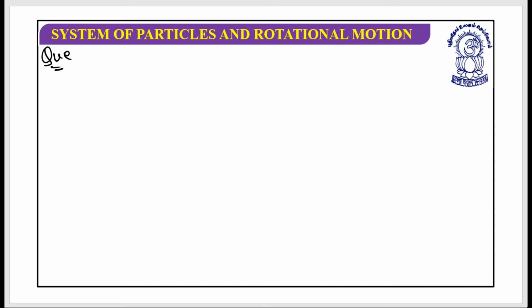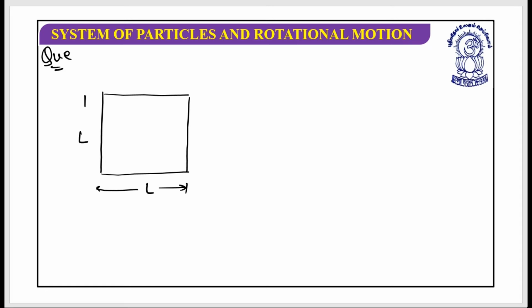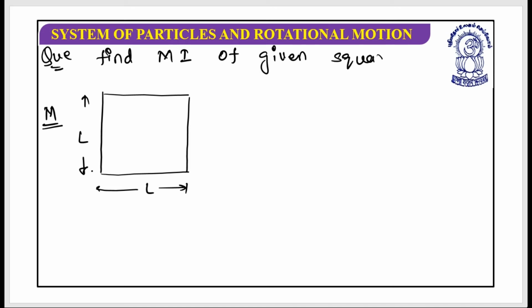Now, let's take the next question. Suppose we have a square plate with dimensions L by L, and the mass is m. I write it here. So the question is to find the moment of inertia of the given square plate.